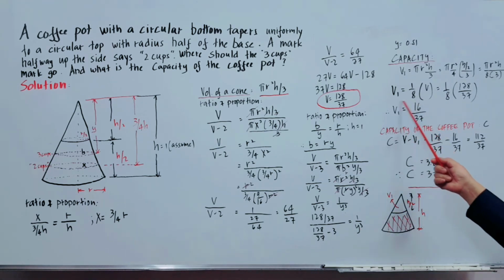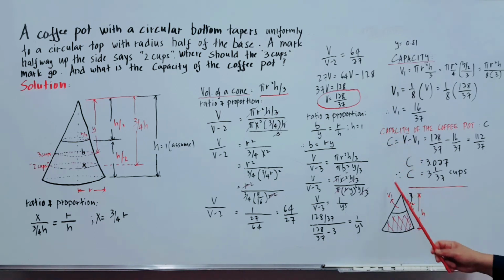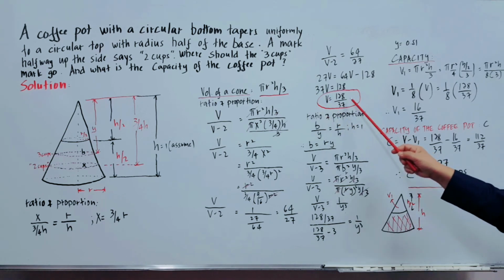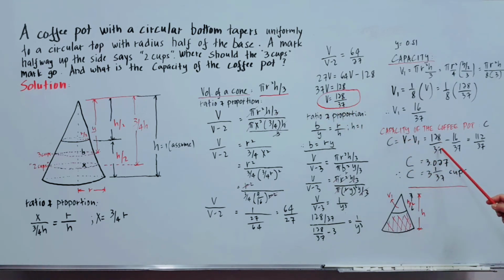Now, because we found V1, we can solve the capacity of the pot by subtracting the volume V1 from the total volume of the coffee pot, which is V. Therefore, the capacity is equal to V minus V1. What is V? The whole pot is 128 divided by 37, minus V1, just resolved, which is 16 over 37. Therefore, 128 minus 16, of course the denominator is the same, so 112 over 37. And this will result to 3.027.